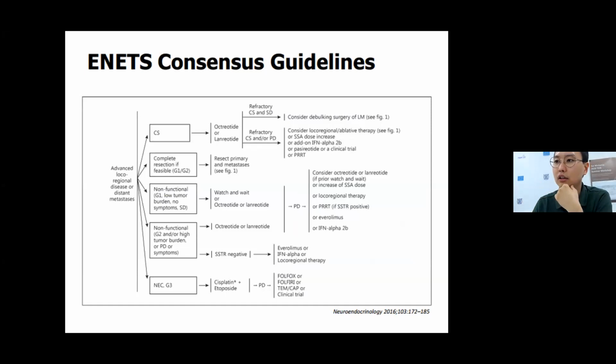After the surgery, normally the first-line therapy for these neuroendocrine tumor patients is the somatostatin analogs. But except in the high grade, grade 3, chemotherapy can be used as first-line therapy. However, for the second-line therapy, there is no consensus right now, and there are many options that can be used. PRRT is also included in this as a second-line therapy.